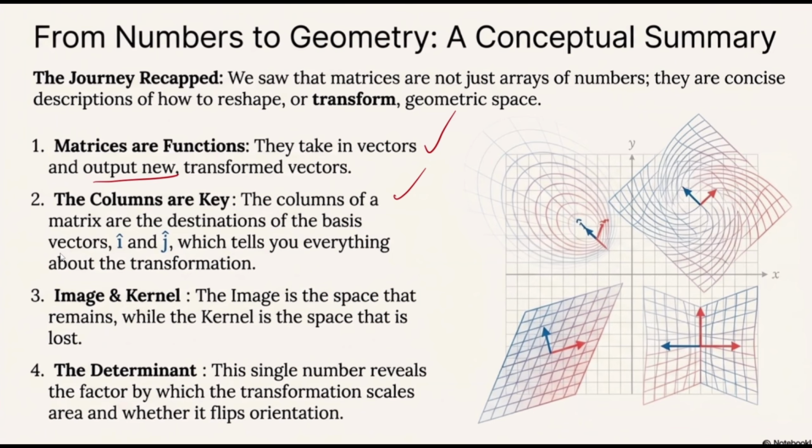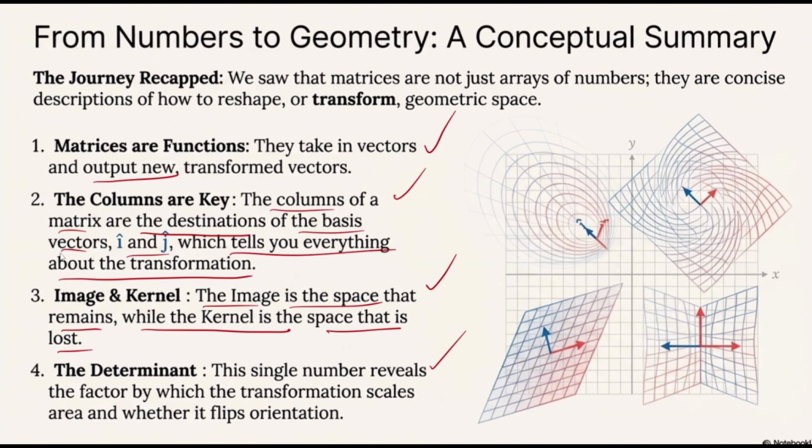Then we talked about how the columns are the key. The columns of a matrix are the destinations of the basis vectors. The basis vectors were i and j. By having knowledge about these, the i and j, we can tell everything about this transformation. Then we talked about the image and kernel. The image is the space that remains, while the kernel is the space that is going to be lost. For the image, we talked about rank, and the kernel means the space that we are going to lose, for example the y-axis, the x-axis, or any kind of dimension.